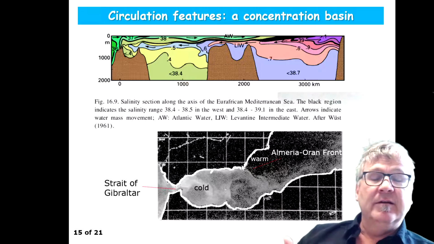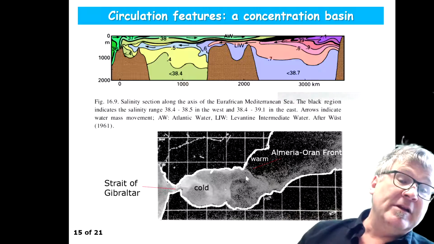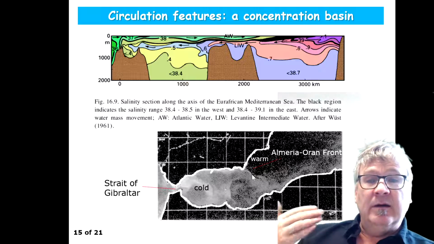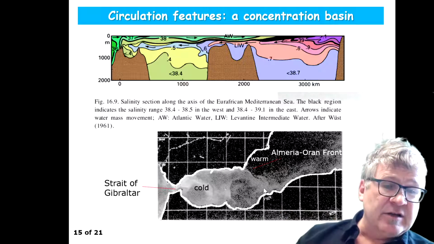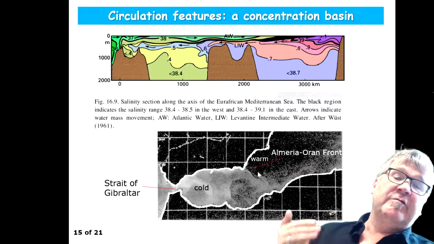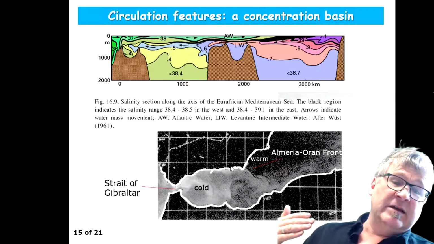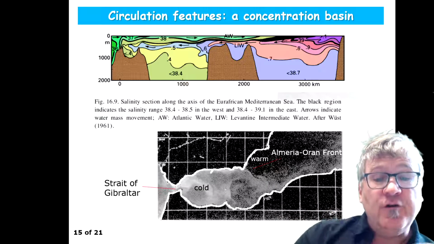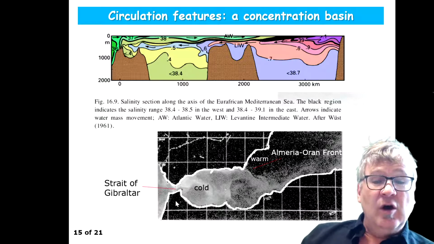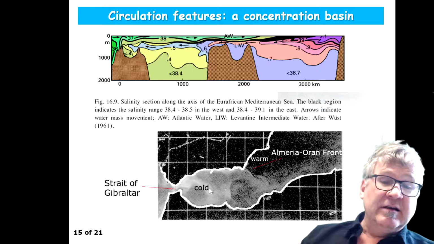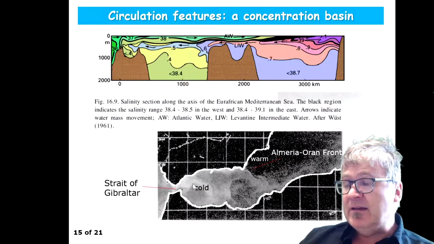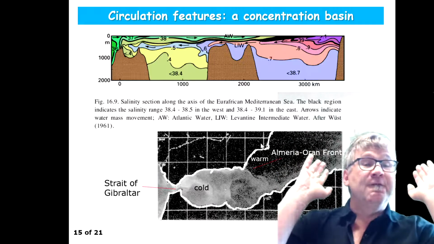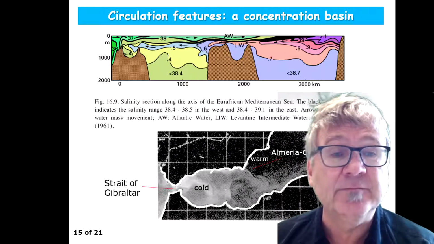This front here is a quasi-permanent feature. You have a very strong temperature difference of several degrees across this. You can also infer the existence of circular gyre-type structures in this area. Anyway, let's have a look now at the vertical structure.